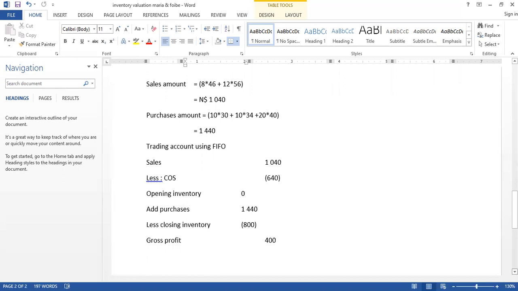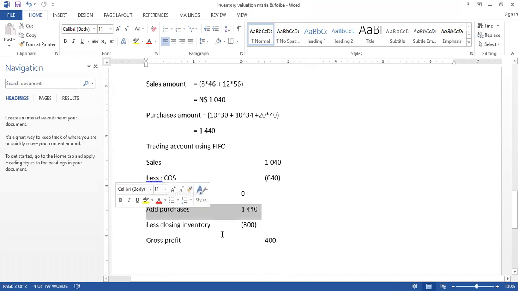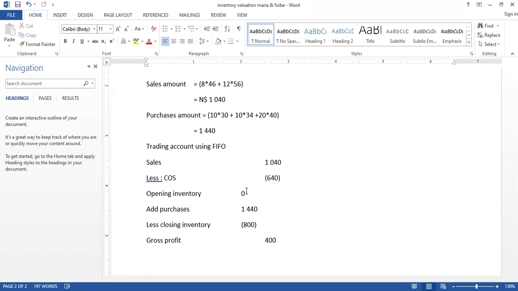So when you're asked to draw up your trading account, you will have the sales amount that you calculated, 1040, less your cost of sales. Now you have to calculate your cost of sales. You have opening inventory, you add your purchases that you calculated, and then you subtract your closing inventory. With opening inventory, you can only have opening stock if you are given a balance at the beginning of the period. With these examples we did not have any balance brought down, remember? That's why your opening inventory is 0.